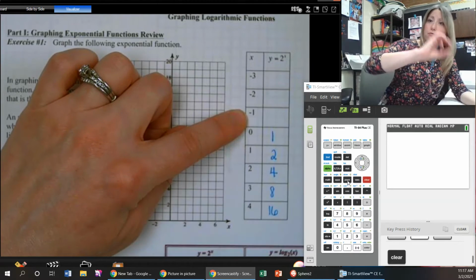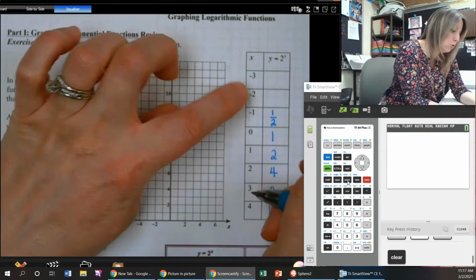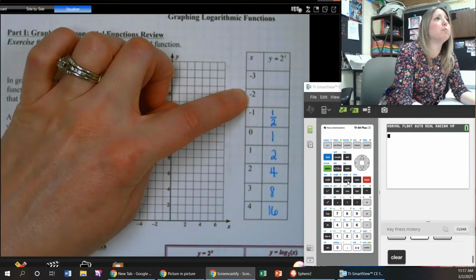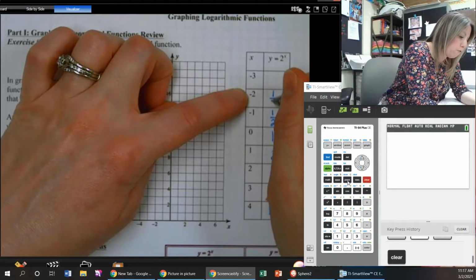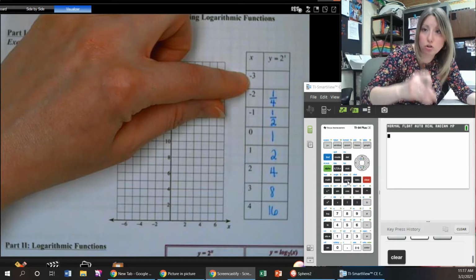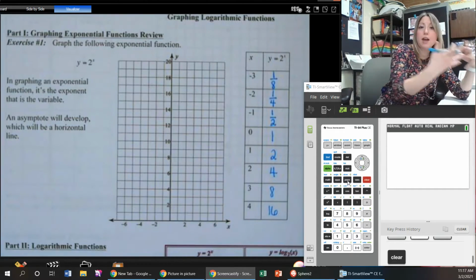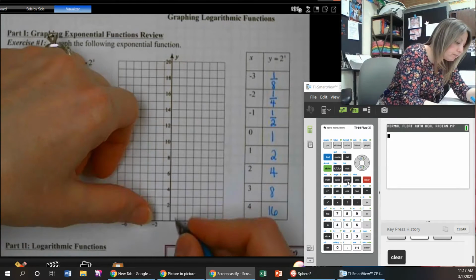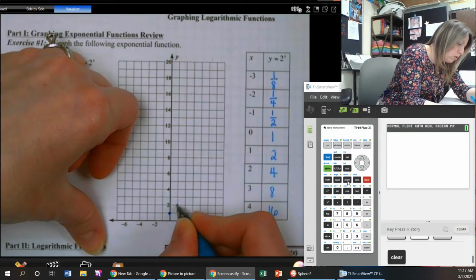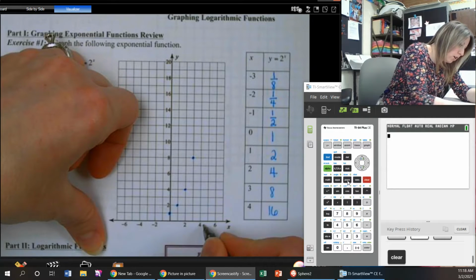2 to the negative 1 flips 2 in the base and then raises it to the first power, so that would be 1/2. 2 to the negative 2 flips 2 in the base and then raises the base to the second power, so 1/4 is the answer. And then 2 to the negative third again flips the base. 2 times 2 times 2 is 8 in the denominator. So now graphing those points: (0, 1), (1, 2), (2, 4), (3, 8), (4, 16).